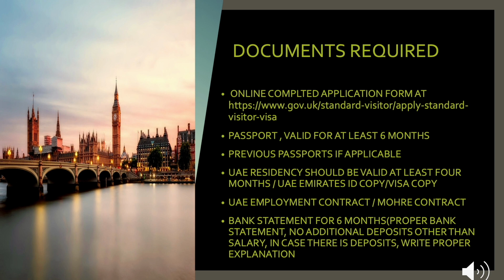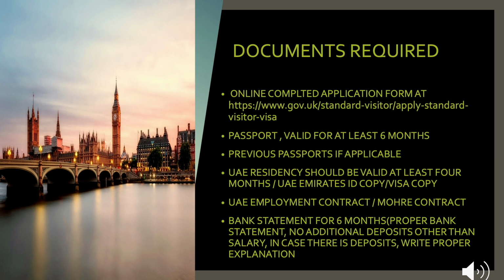Then UAE residency should be valid for at least 4 months, and a UAE Emirates ID copy and visa copy. So everything related to your stay in UAE as a permanent resident here. Then UAE employment contract or Mohre contract. So you are working in UAE. If you are the one who is working and you're applying for the visa, then you would definitely have an employment contract, a Mohre contract. So you would also keep that handy.